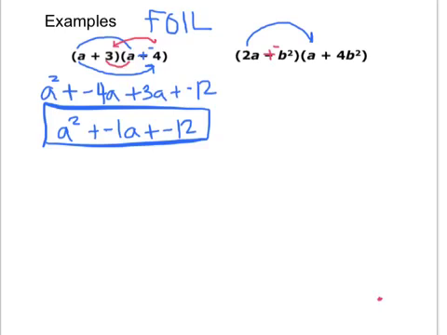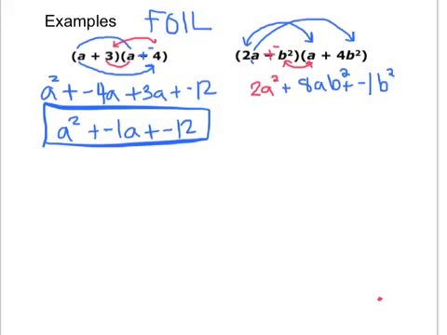So my first terms, 2a times a, end up giving me 2a to the second power. I do my outside, so 2a and 4b to the second power, which is going to give me plus 8ab squared, because notice that I can't multiply a and combine it with b squared because they are not the same thing. My next set, I have my inside, so a times negative b squared is going to end up giving me plus negative 1ab to the second.